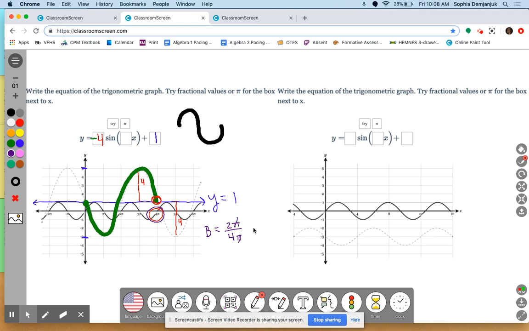Pi over pi cancels out. We know that 2/4 is really 1/2. So we get 1/2 right there. We'll do the same thing with the second graph.